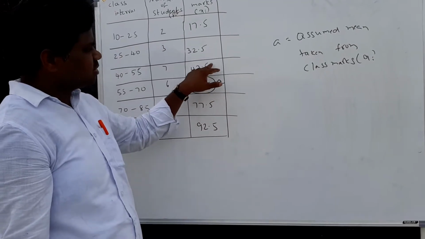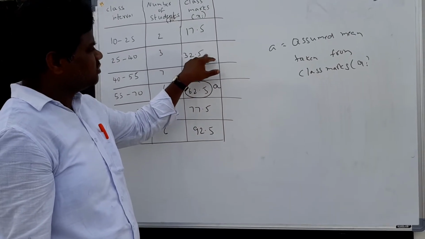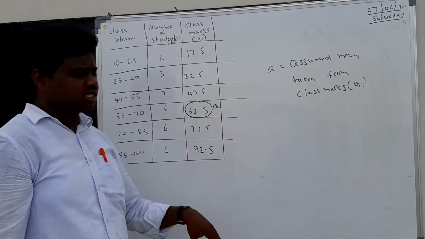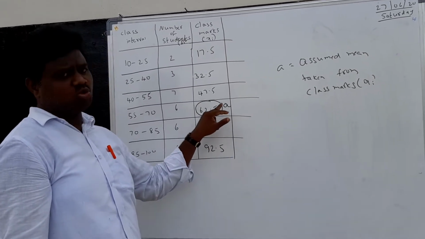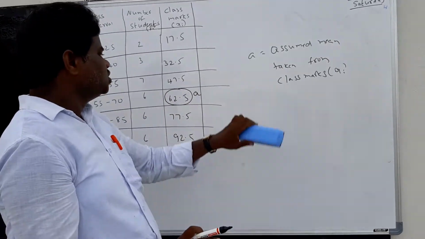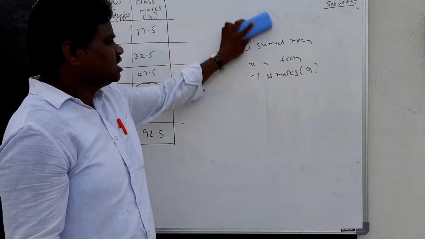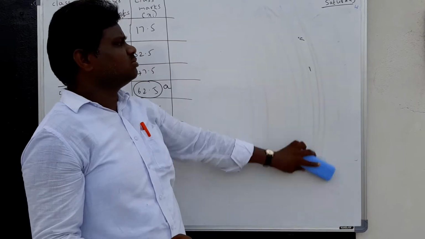Somebody will take 47.5. Somebody will take 32.5. Anything you take. Generally, for convenience, I am taking A here as 62.5, in the middle. So A is nothing but the assumed mean.